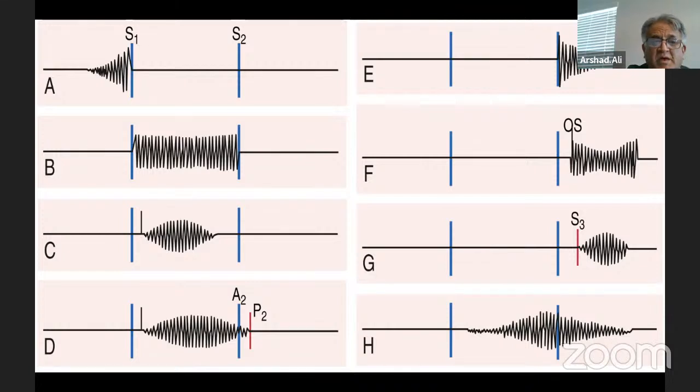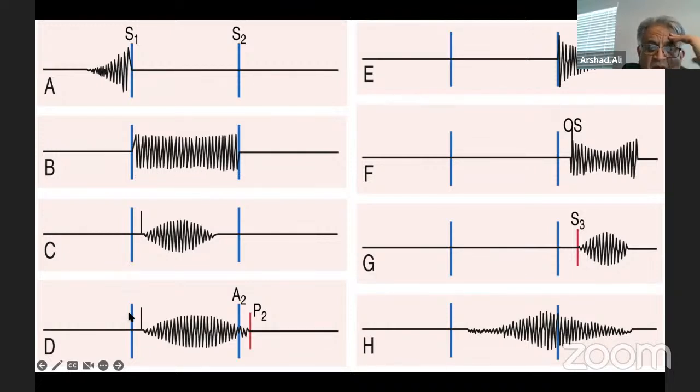This is actually a late systolic murmur. This is diastolic accentuation, yeah. So this is the continuous murmur that will basically start just after the S1 and go up to the S2. That is a sort of crescendo-decrescendo murmur seen with aortic stenosis.